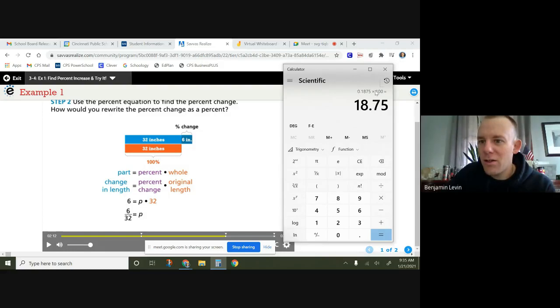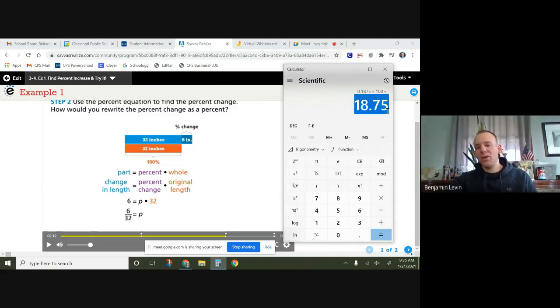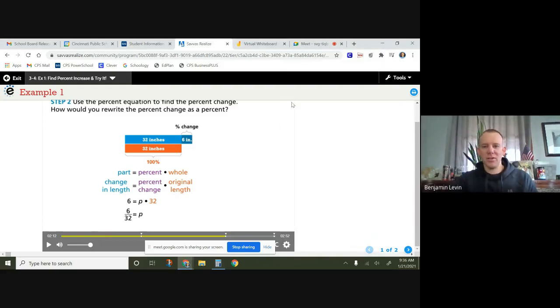And you can see up here, it's small, but 0.1875 was the decimal we got when we entered 6 over 32. All you do to make that a percent is multiply by 100. Or the trick is to just move that decimal place 2 spots to the right. And it would be between the 8 and the 7, which it is right here, right? So 18.75% is the percent change.